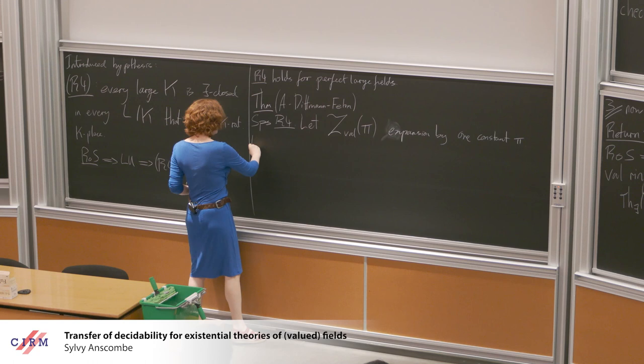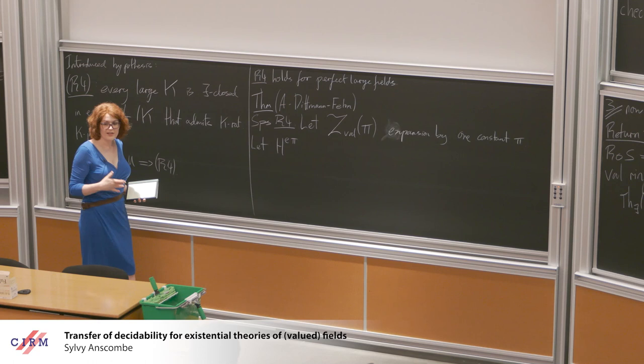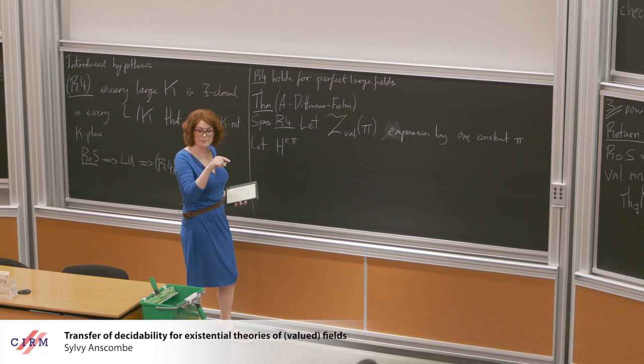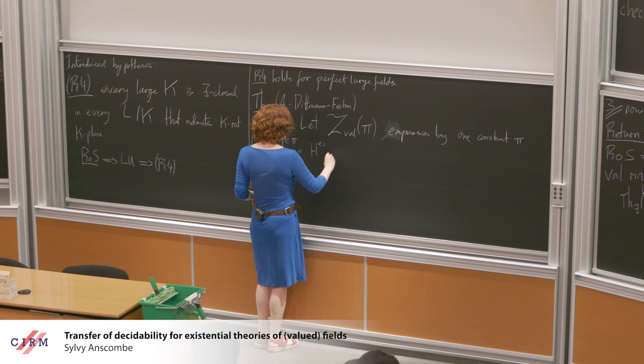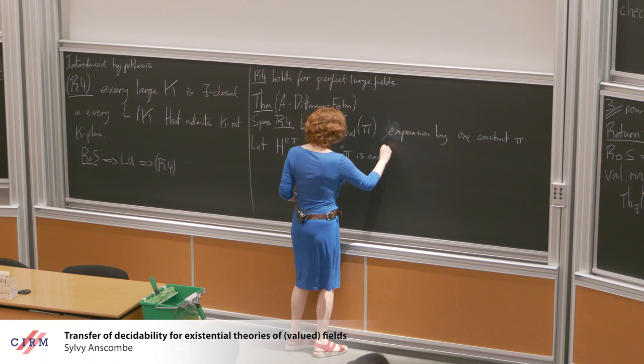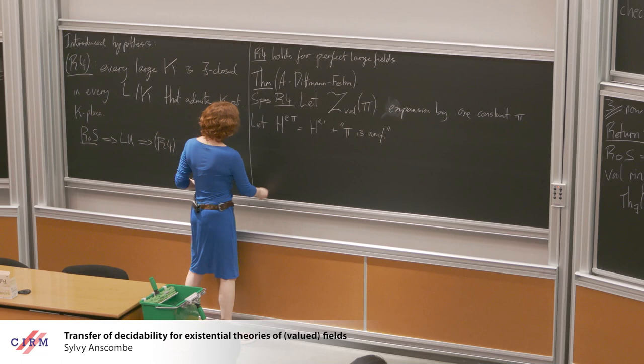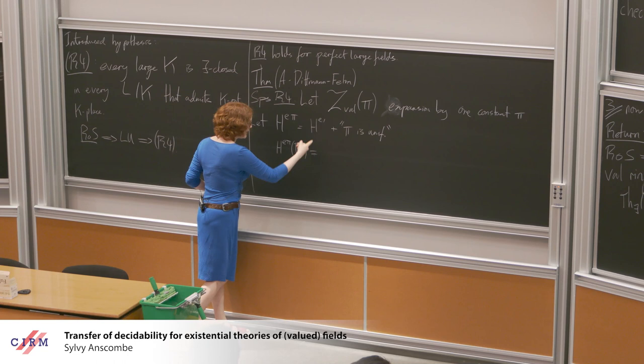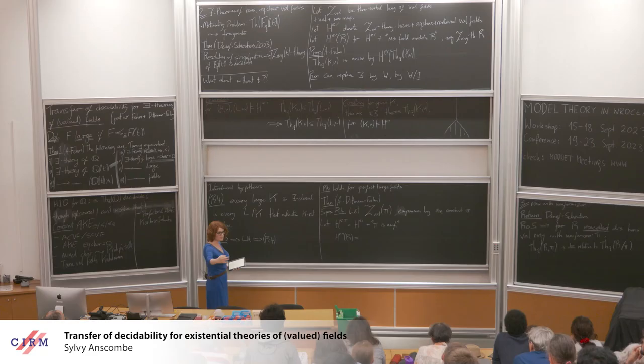Let's let H E pi then be the theory of Henselian non-trivial equicharacteristic valued fields where the symbol pi is interpreted by a uniformizer. So that's H E prime plus pi is a uniformizer. And as before, H E pi R is HE pi plus the residue field models R.